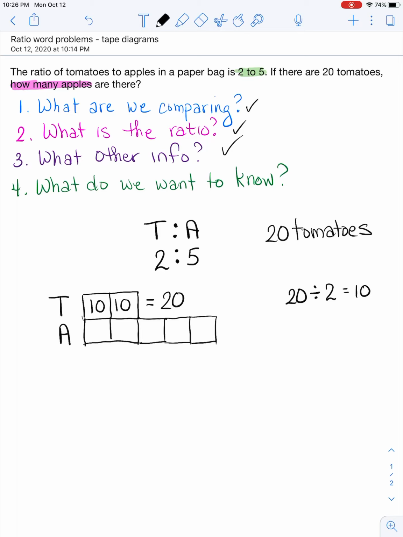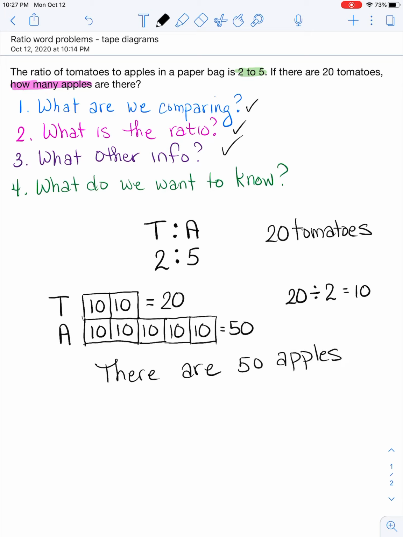Now my rule is that once I know what's in one box, I know what's in all the boxes because they all have to be the same. So every box has to have a 10. And what do I want to know? I want to know how many apples there are. So that would be the apple piece of tape. And that's going to be 10, 20, 30, 40, 50. And so there are 50 apples.